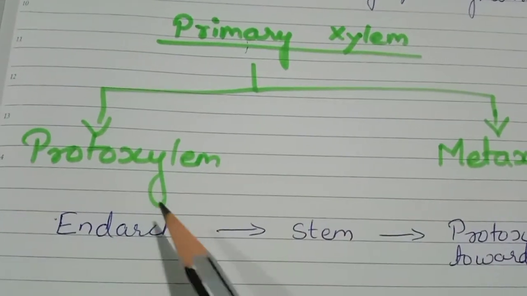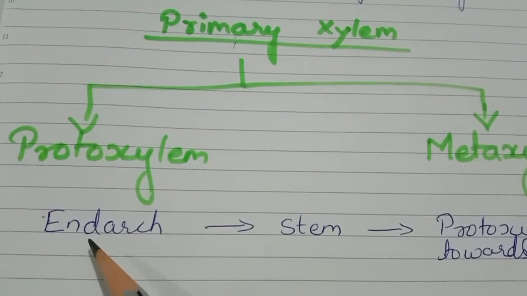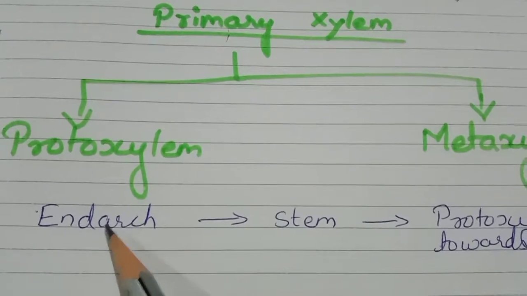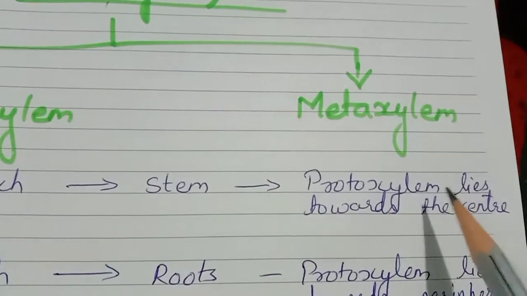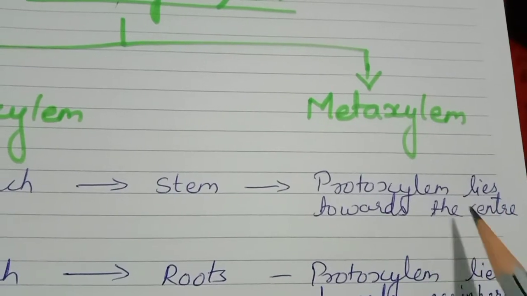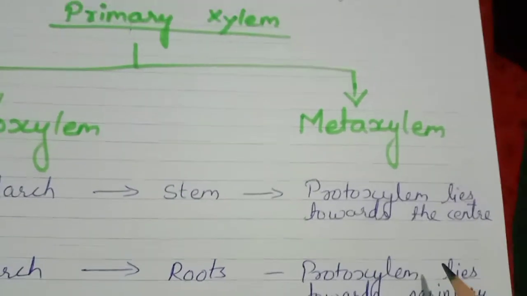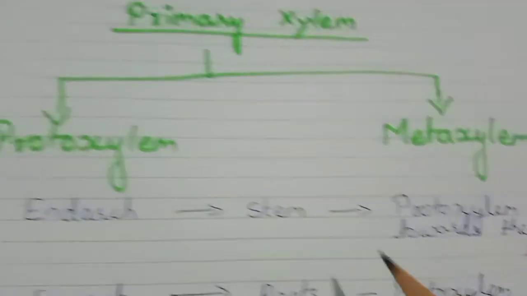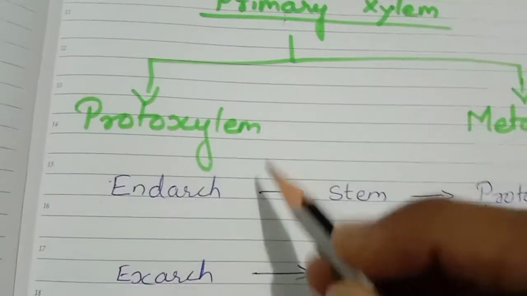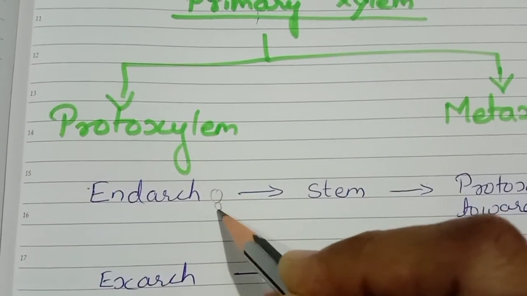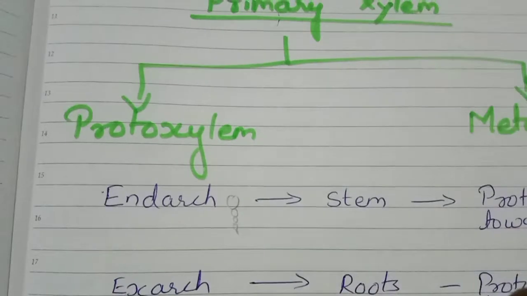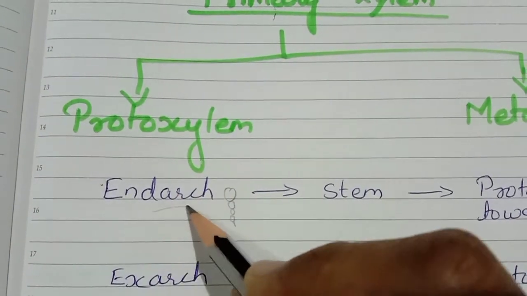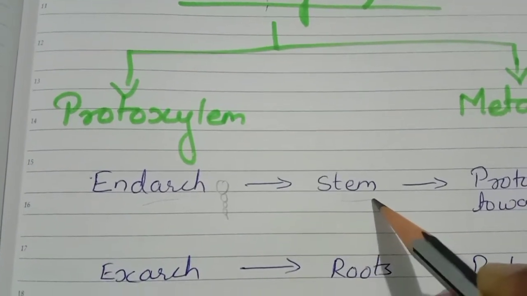How? In the case of stem, the arrangement is endarch, that is, inside. When protoxylem lies towards the center, that means towards the pith, that is endarch condition. So this is metaxylem and protoxylem is the smaller one which is inside, in endarch condition, and it is seen in stem.